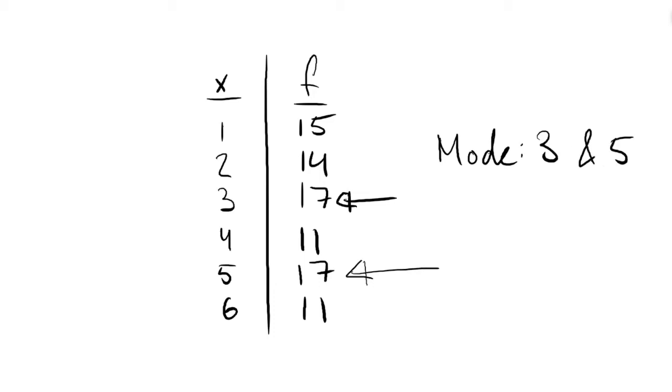And that is what differentiates mode from median and mean, because those can only have one number. It is the middle point or the average of everything. But a mode can be multiple. And we will see this now when we compare the difference.